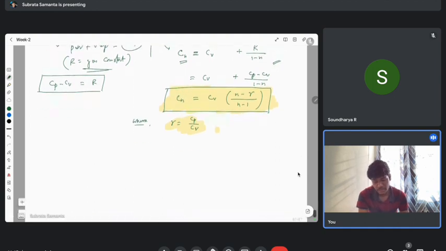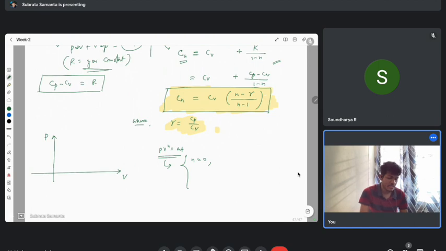Now we are calculating for different limits, going to the isobaric process and isothermal process. So let's first draw the PV diagram for different values of n. This is P versus V. Let's say n equals 0. For n equals 0, PV to the power n equals constant. We are putting in the different limits.